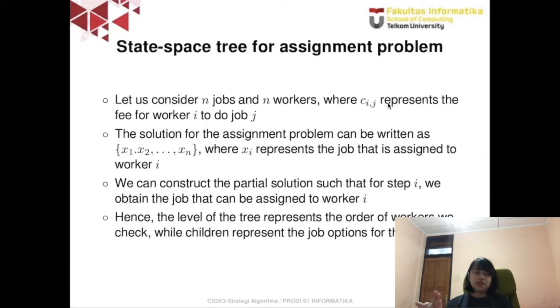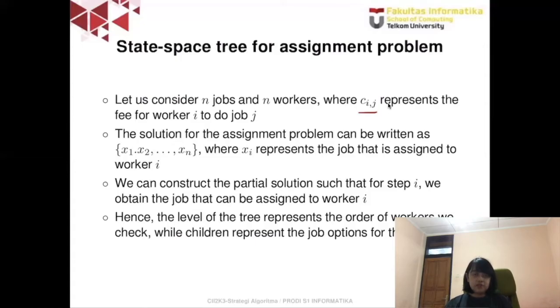Like in backtracking, we need to consider how we can construct a state space tree for this problem. So let us consider n jobs and n workers, where let's say Cij represents the fee for worker i to do job j.